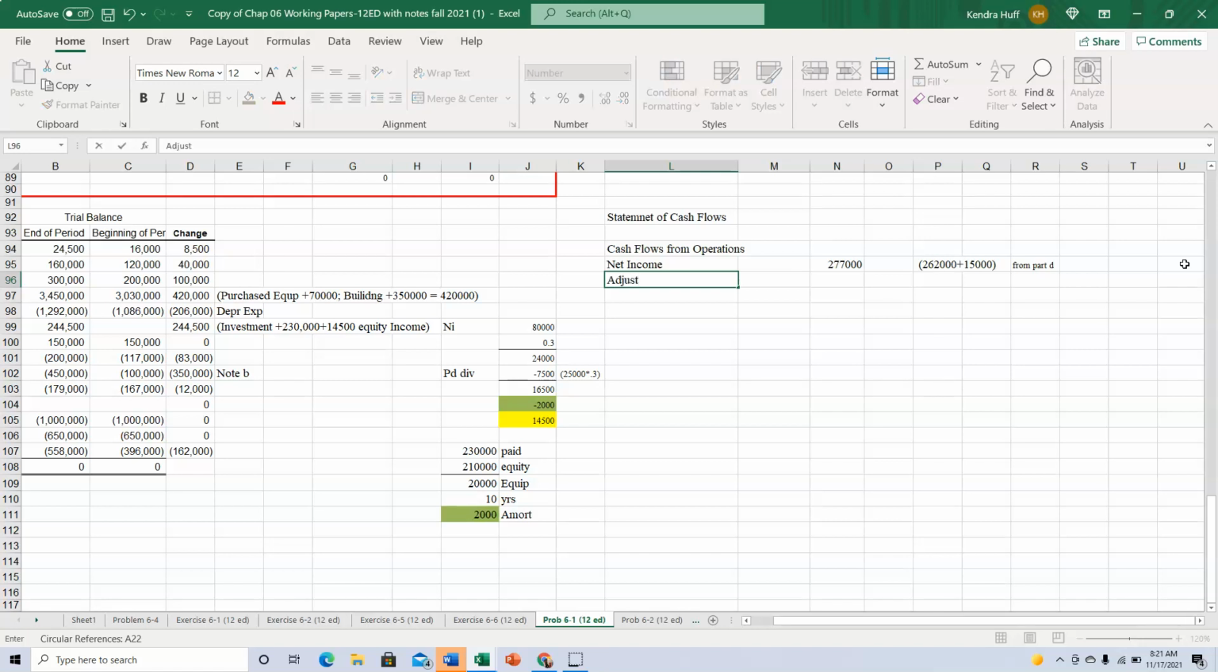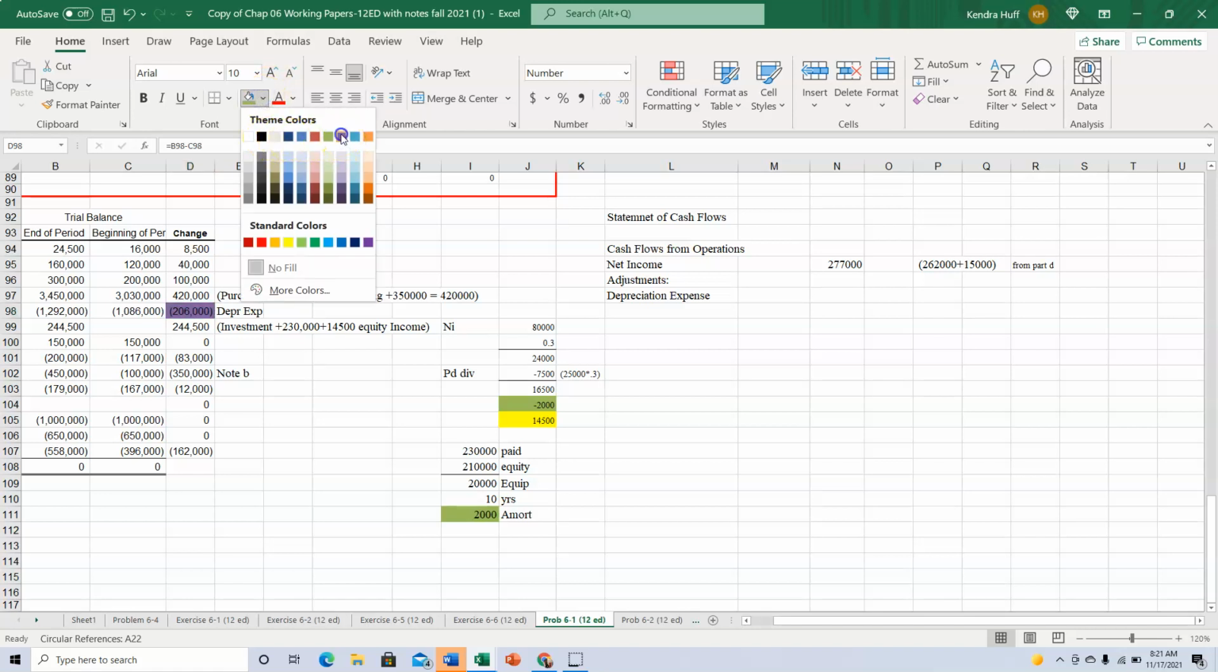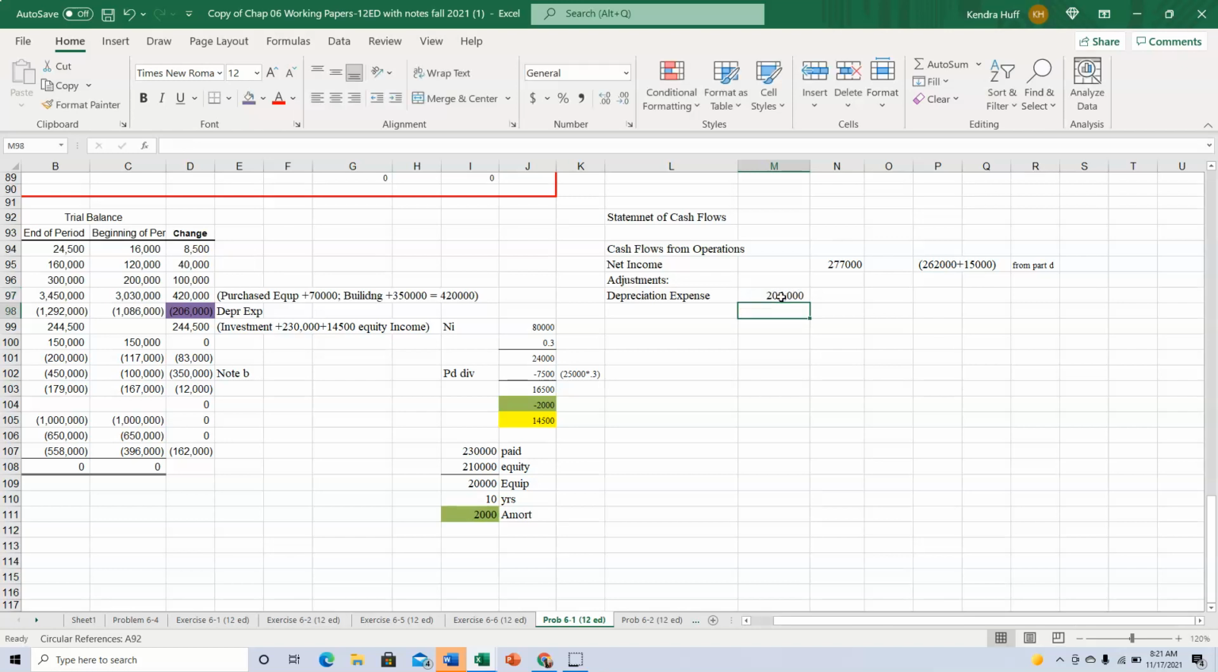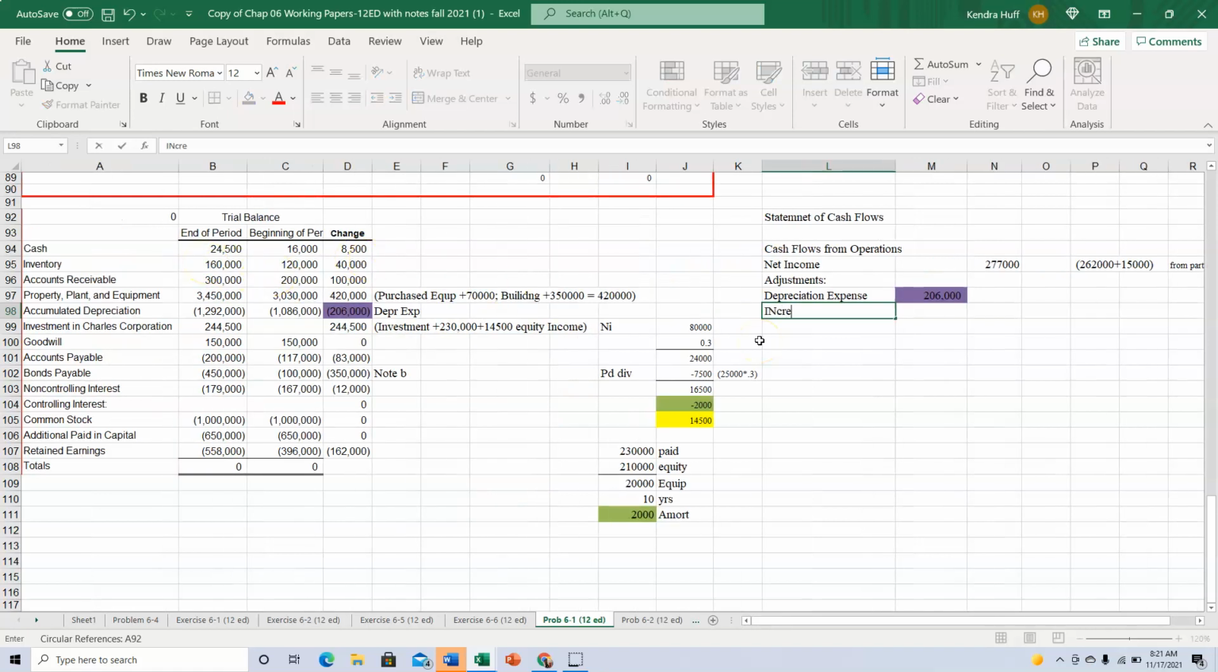All right, so we have adjustments. First thing we're going to do is add back depreciation expense. Just the normal depreciation expense, and that's this number right here, the 206. We didn't have to do anything special for it this time. Sometimes if they sell equipment, you have to worry about it. Then we go down the line. We had an increase in inventory. That means we bought some inventory that was not reflected in cost of goods sold, so we need to subtract that out.